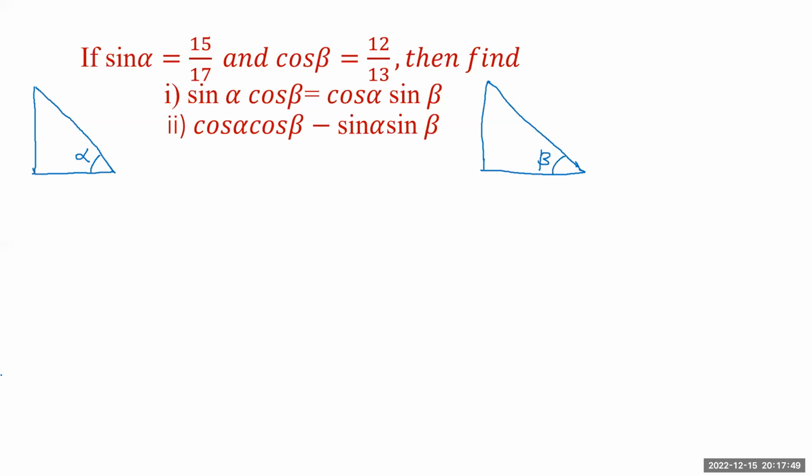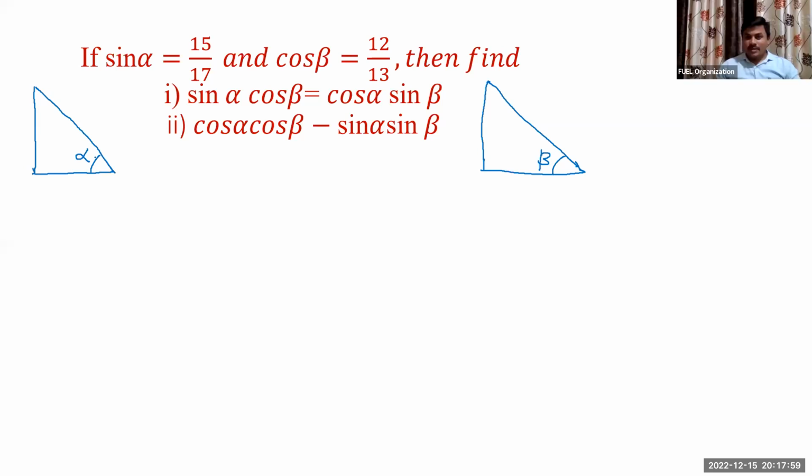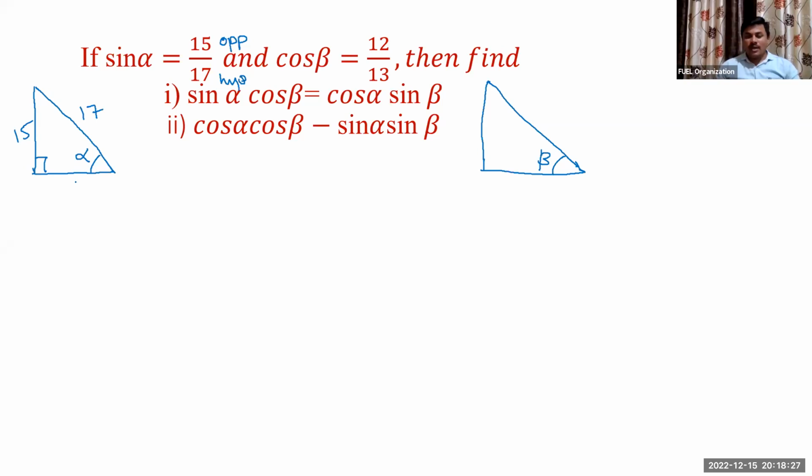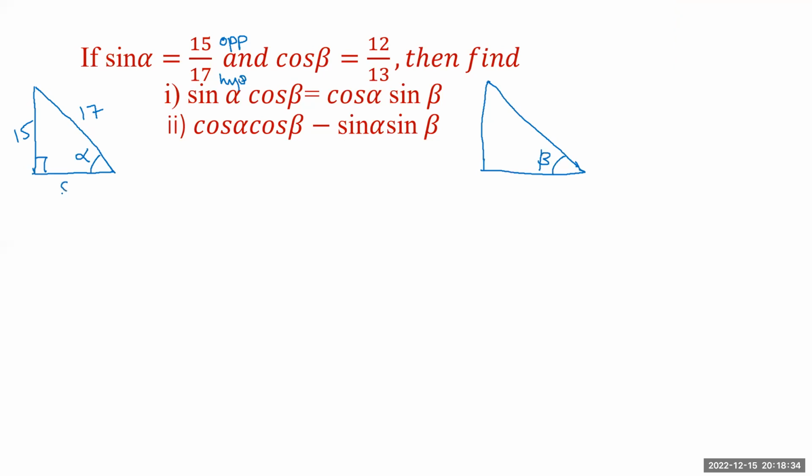Sir, but in triangle 1, for alpha, we can't find the base because it won't be a perfect square. See here, the given sine of alpha is equal to 15 by 17. Sine theta is nothing but what? Opposite by hypotenuse, correct? Alpha opposite side is given 15, hypotenuse is given 17. Adjacent you need to find out by using which theorem? Using Pythagoras theorem, find out the adjacent. How much we get, children? Adjacent base? 8. 8 we will get. Okay, very good.